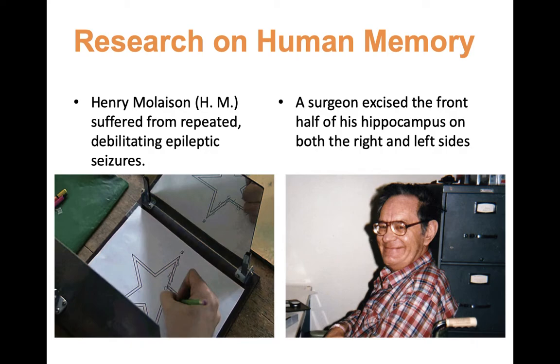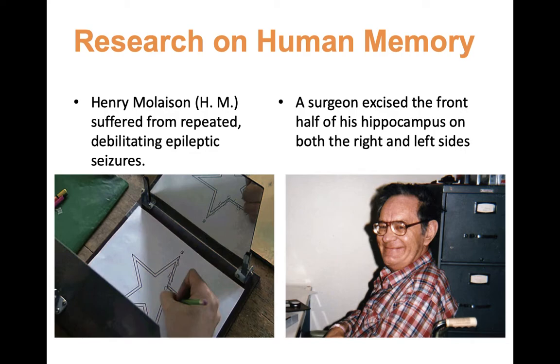Henri Mollison, or HM, is one of the more famous case studies or patients in psychology, not just in cognitive psychology, but really all of psychology. If you took a class in Introduction to Psychology, Psych 101, maybe you learned about HM. Certainly if you take a specific course on memory, you'll learn about HM further.